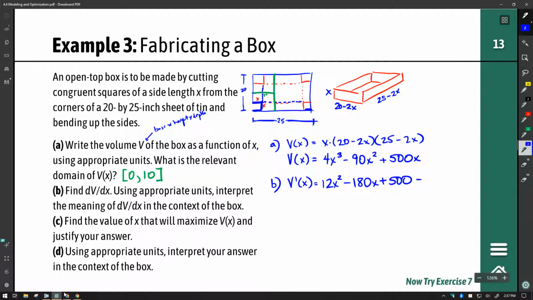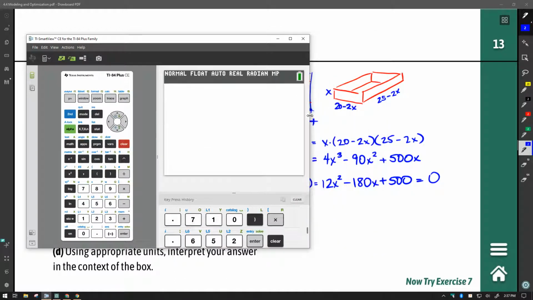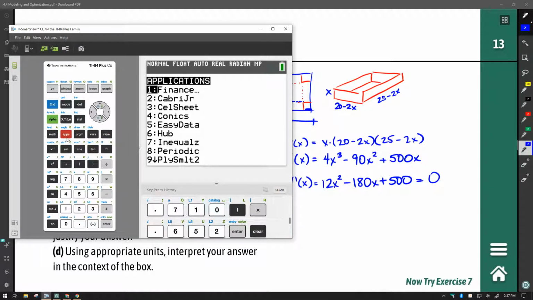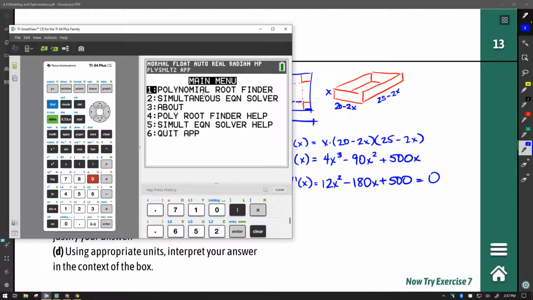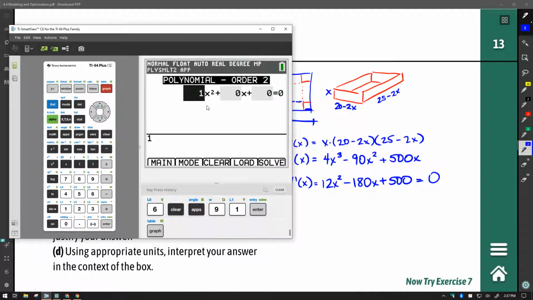So let's find the critical value. We set this equal to 0 and solve, and I'm going to use the graphing calculator to do that. So let's see. I want to go into my apps button, and then I'm going to use PolySmlt option 9 and the polynomial root finder. That's what I'm after here, the roots of this equation. So let's hit 1, and we want an order 2. That's a quadratic function, so let's hit next. And then we want to type in the coefficients.